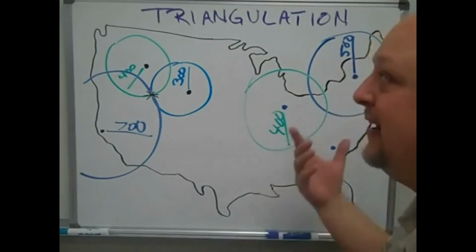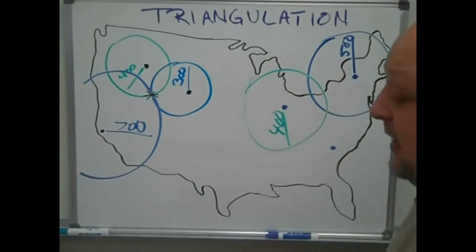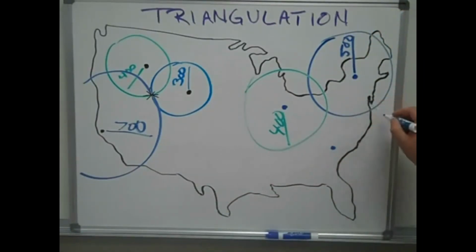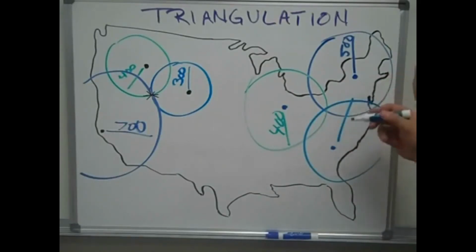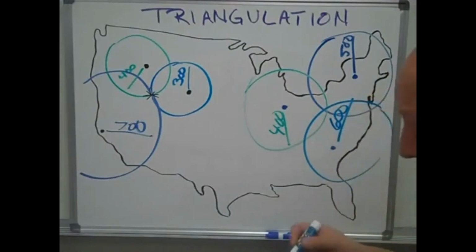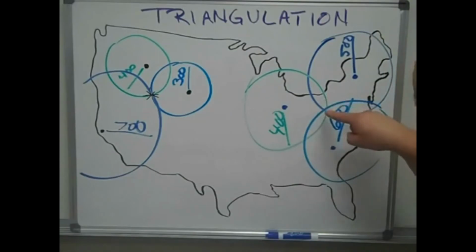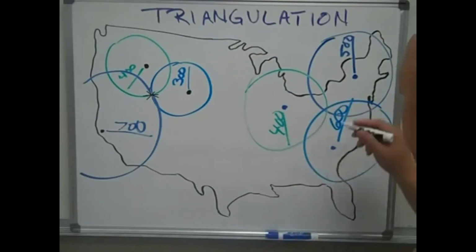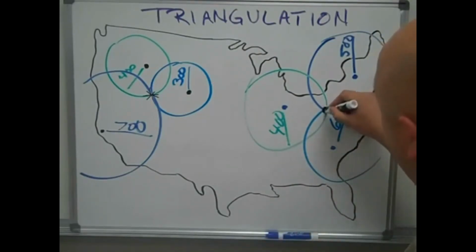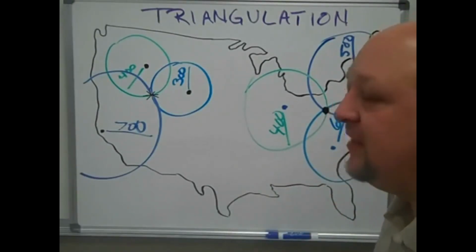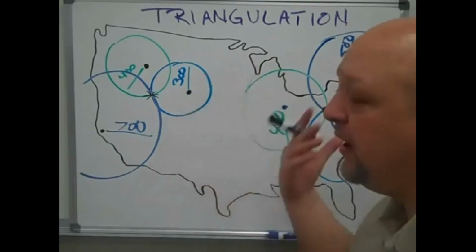Well, that's no good. That's only two spots. I got to narrow that down. So I'm going to narrow that down by using the one here in South Carolina. All right, there we go. My radius is, let's say 600. It doesn't matter. I'm not drawing this to scale. All right. Well, these three intersect at only one spot, right there. That's the epicenter of my earthquake. It's just that simple. It's called triangulation.